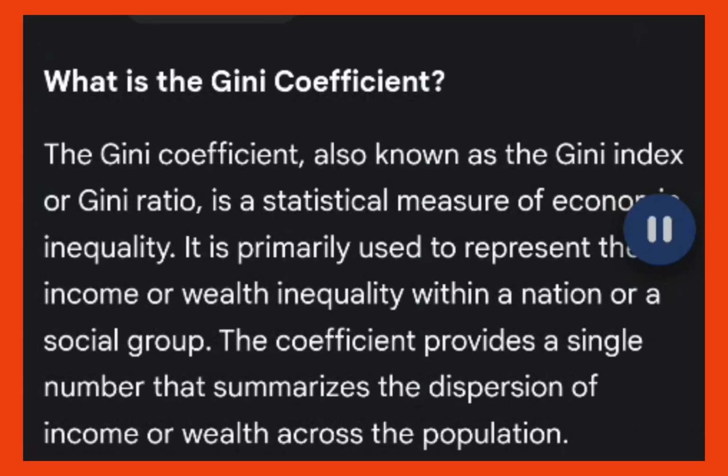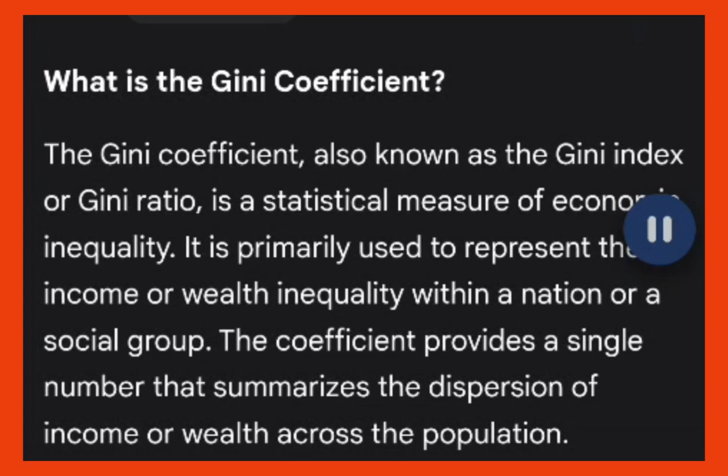What is the Gini coefficient? The Gini coefficient, also known as the Gini index or Gini ratio, is a statistical measure of economic inequality. It is primarily used to represent the income or wealth inequality within a nation or a social group. The coefficient provides a single number that summarizes the dispersion of income or wealth across the population.